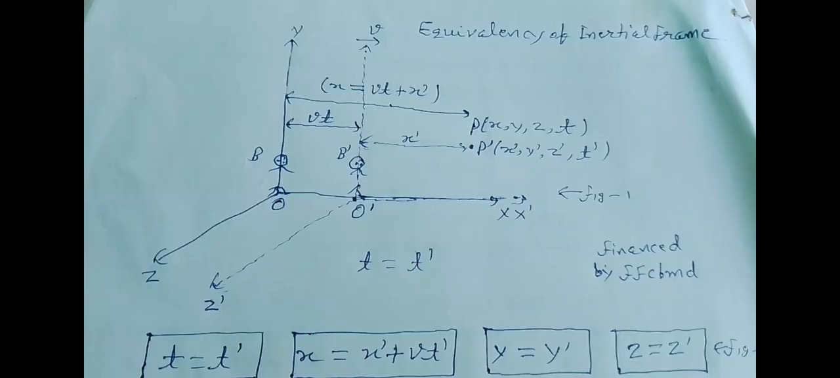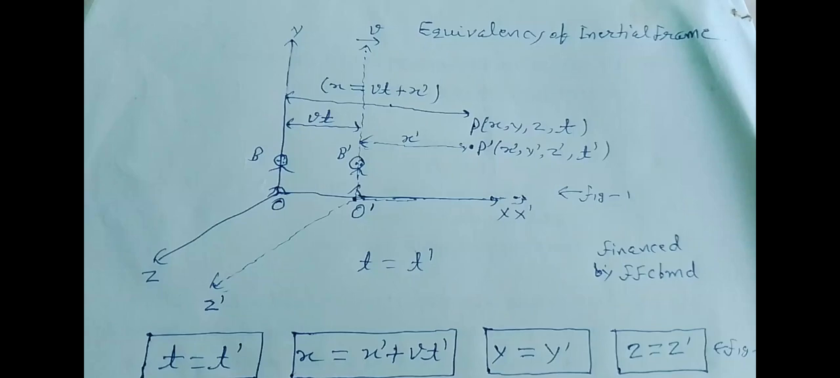So, consider B and B dash are two inertial reference frames. B dash is moving with uniform velocity v relative to B. The space and time coordinates of an event measured by an observer sitting in the frame B are x, y, z and t, and those measured by the observer in B dash are given by x dash, y dash, z dash and t dash.